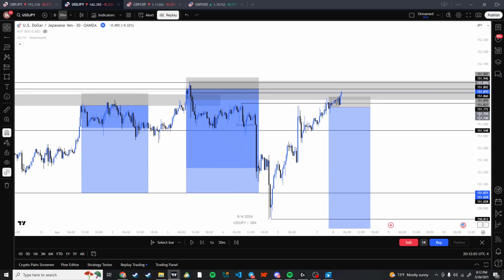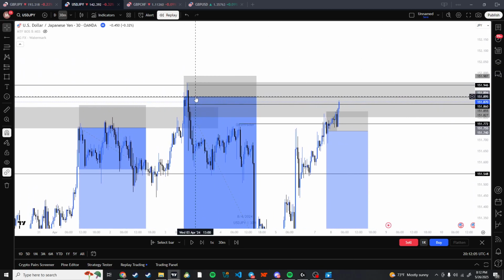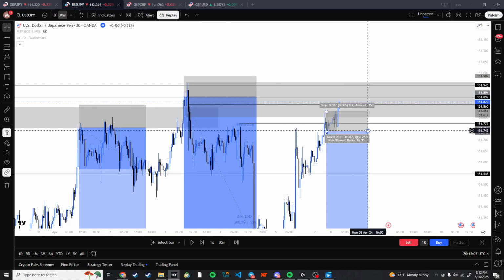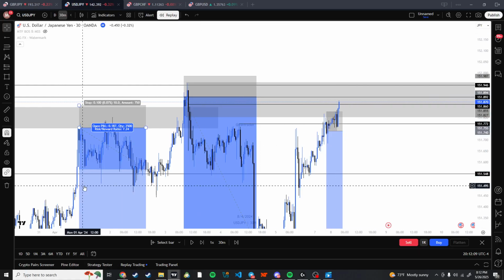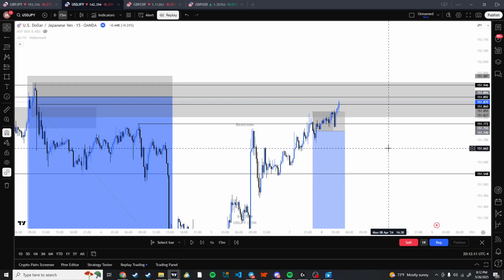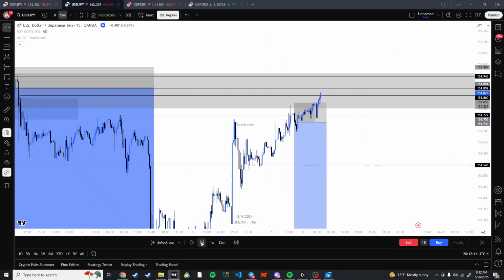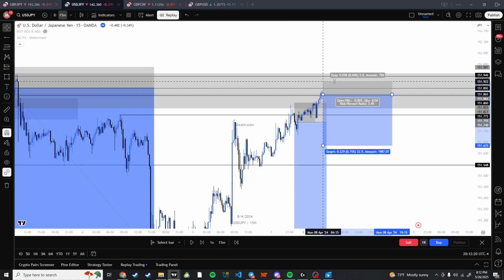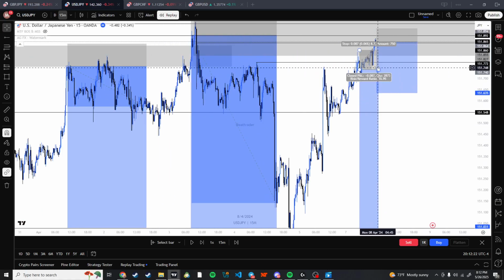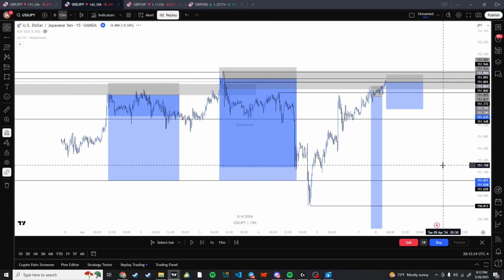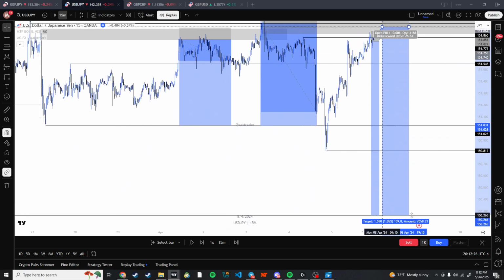Okie dokie. Unfortunate. We got stopped. It's all good. Looking for a re-entry here. And turn off that. The wider stop up here. And then we lost 1R there. Same targets. TP1, TP2.